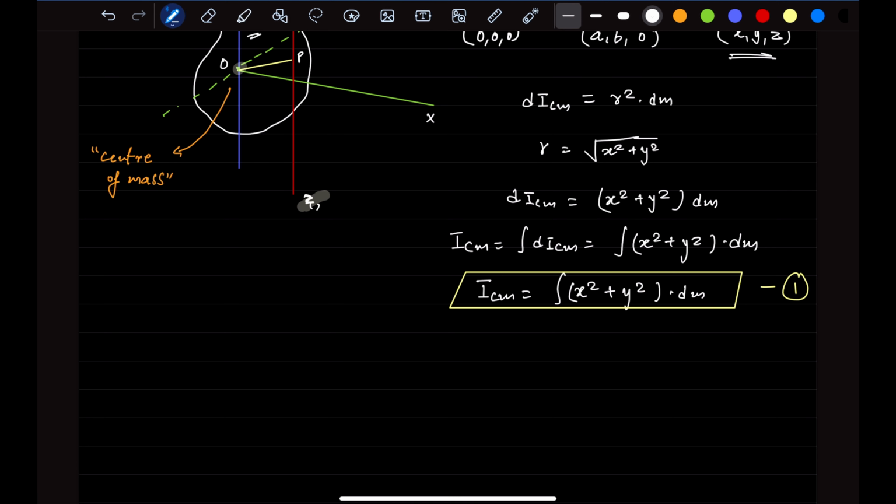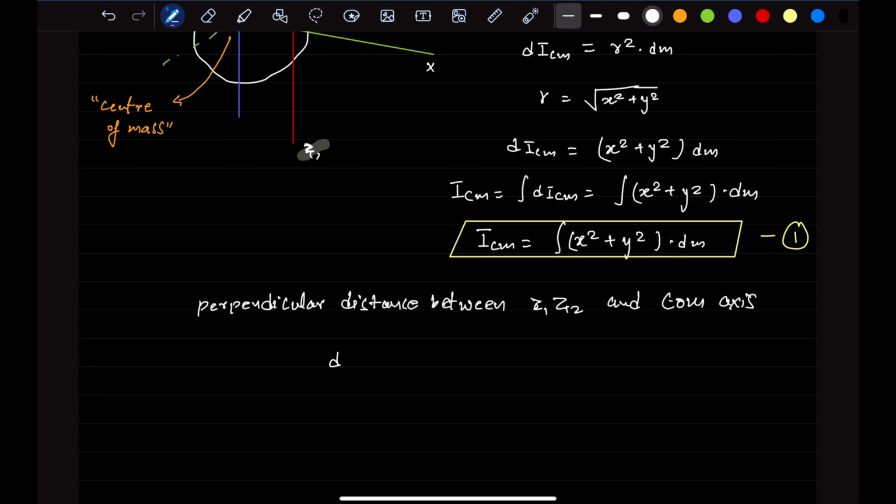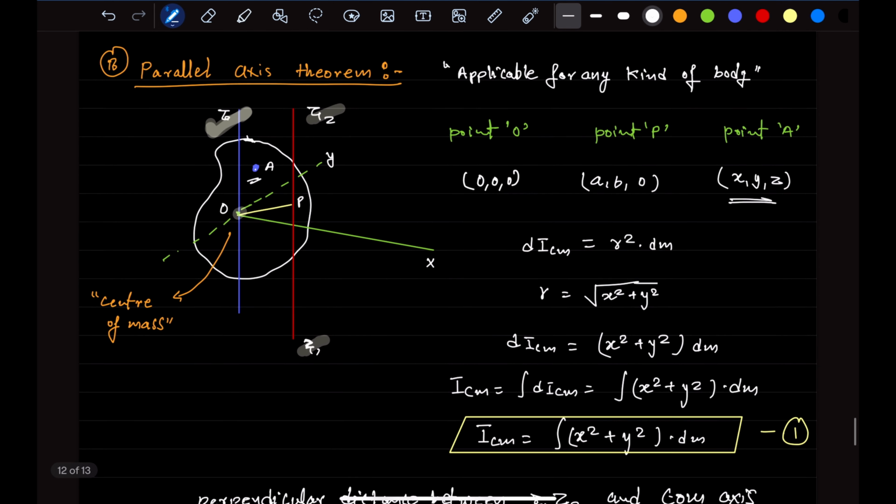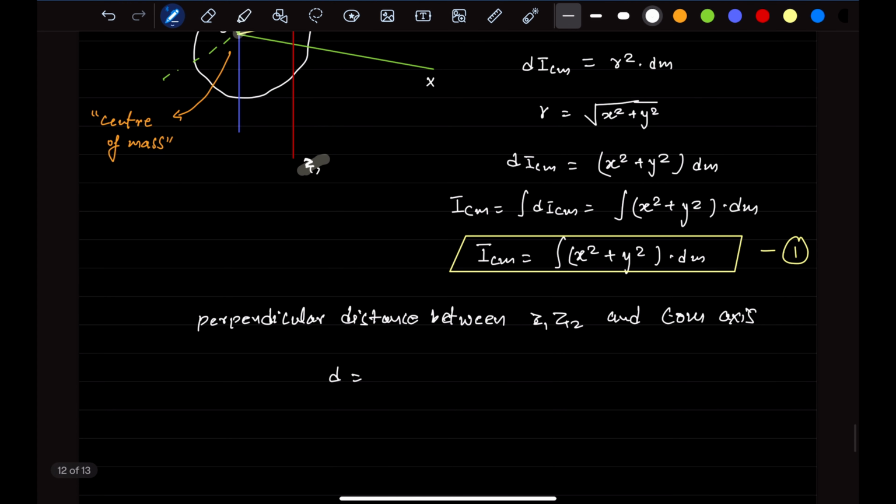Let me write down the perpendicular distance between z1 z2 and the COM axis. Let's call it d. So d will be the distance between 0, 0, 0 and a, b, 0, and that will be the square root of a square plus b square. Let's keep it like this.